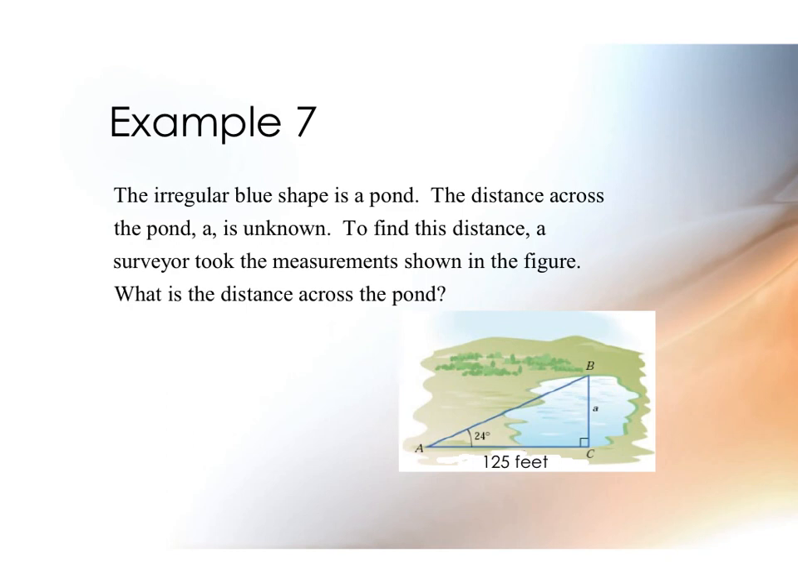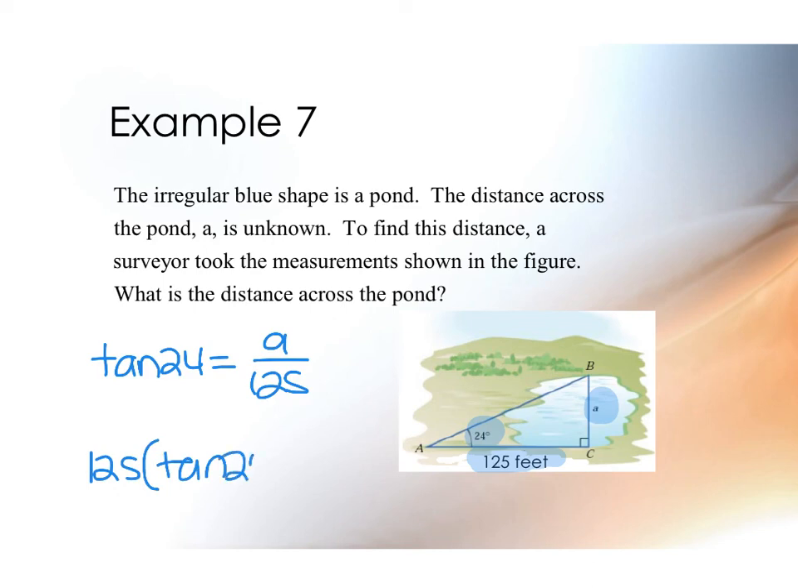Okay, this irregular blue shape is a pond. The distance across the pond, A, is unknown. To find this distance, a surveyor took the measurement shown in the figure. And what's the distance across the pond? So this is literally drawn for you, right? I've got my 24 degrees here. I don't know A, but I do know the adjacent side to 24 is 125 feet. Which trig function are you going to use? Tangent. So the tangent of 24 degrees is A over 125. And again, number in the bottom, all you got to do is multiply. So 125 times the tangent of 24 degrees.